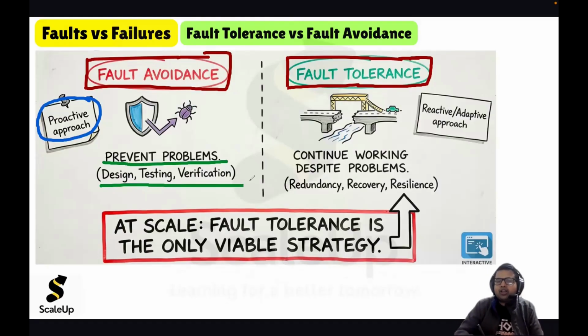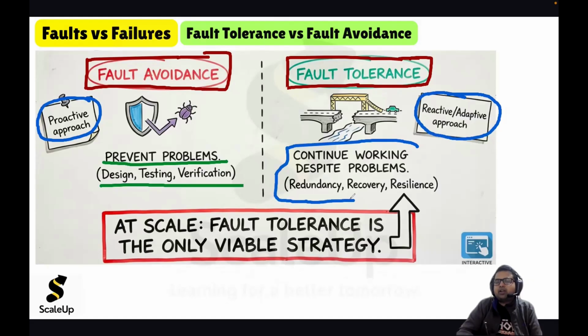And fault tolerance means it's a reactive or adaptive approach wherein the fault has already occurred. In fault avoidance, the fault has not occurred. It's about shielding from the fault, preventing the problem. But in fault tolerance, the fault has already occurred. Now, how to handle it? It's a reactive approach, an adaptive approach. So fault tolerance means continue working. The show must go on. The system should keep on working despite the fault. So that's fault tolerance. We're tolerating the fault, so we continue working despite problems.